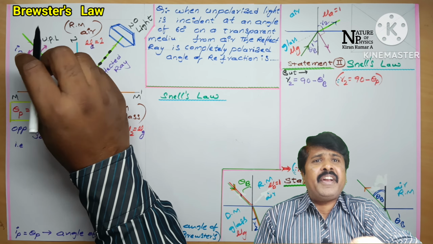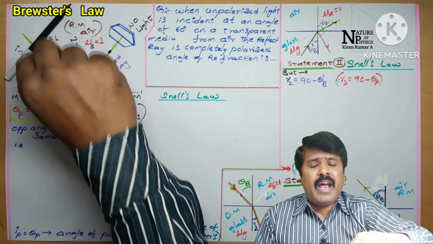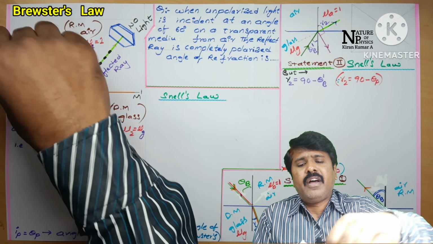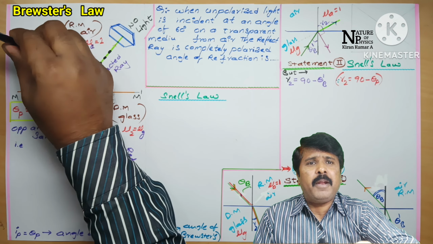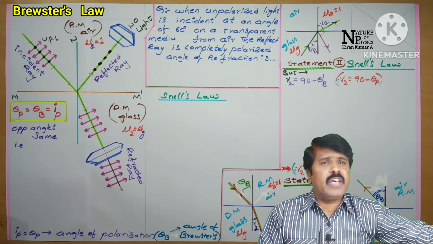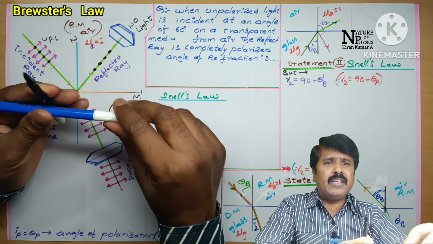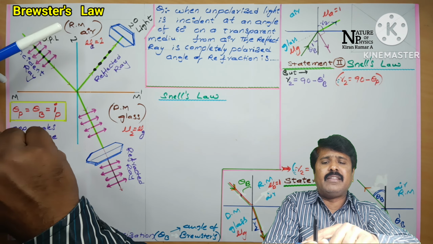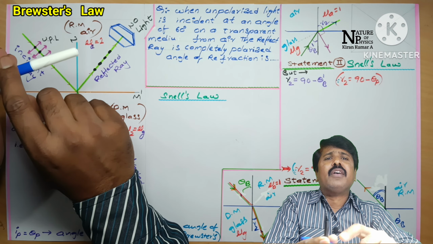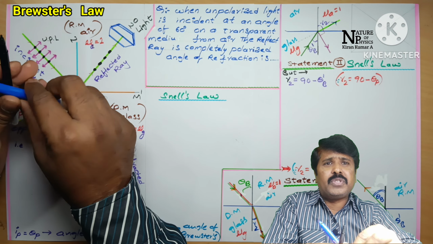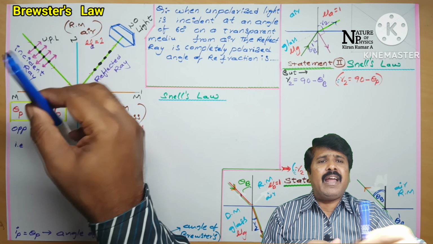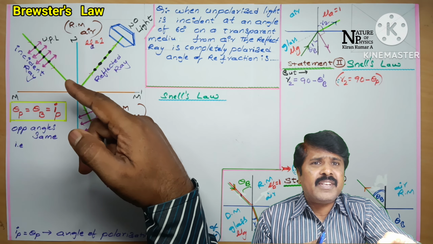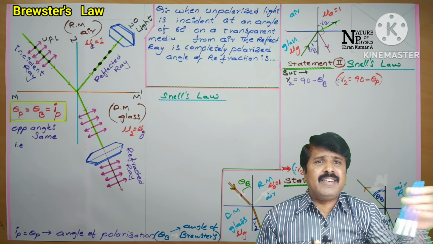So that incident ray has arrows and also dots. See, the arrows are in the plane and dots are perpendicular to the plane, and dots and arrows are mutually perpendicular to each other like this. Black represents the dot and this blue represents the arrows. So the light ray that has dots and arrows is taken as unpolarized light. Natural light is unpolarized light.